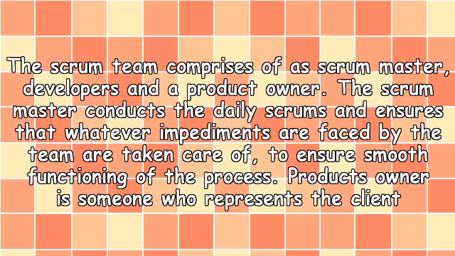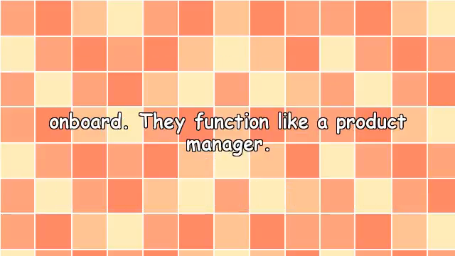The Scrum team comprises a Scrum Master, developers, and a product owner. The Scrum Master conducts the daily scrums and ensures that whatever impediments are faced by the team are taken care of to ensure smooth functioning of the process. The product owner is someone who represents the client on board. They function like a product manager.